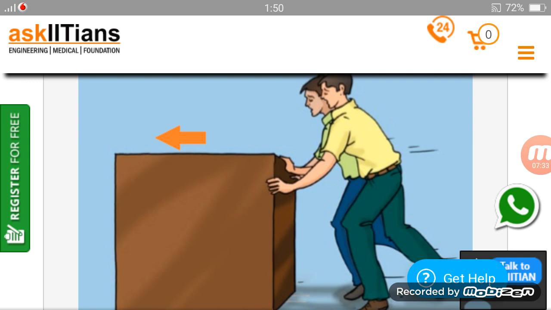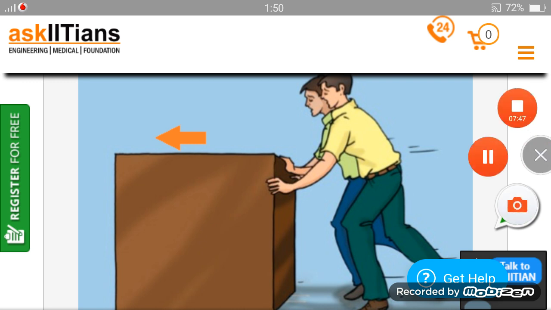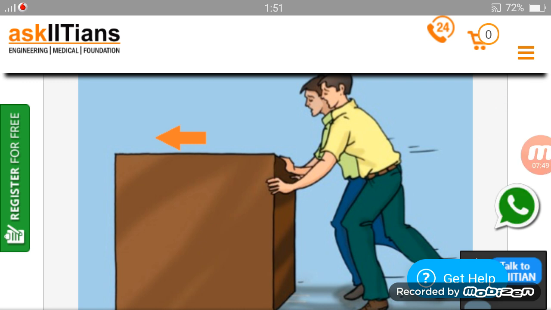So, the two boys are pushing this box in the same direction, which means they are standing in the same position, and they are pushing the box towards the left direction. I would like to repeat it again, that they are standing in the same direction, in the same position, and pushing this heavy box towards the left direction.